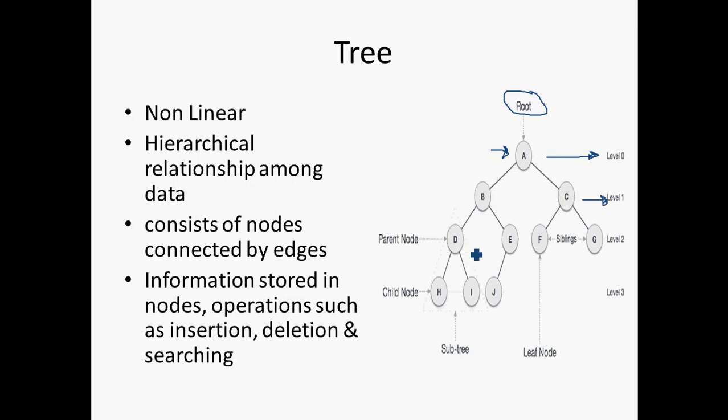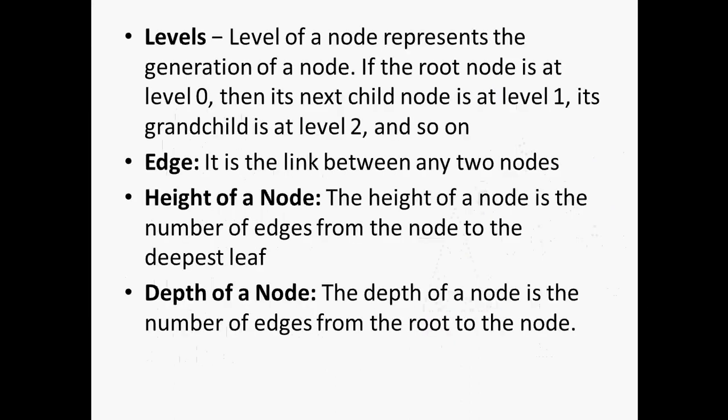Children of B and C, that is D, E, F, G, are at level 2, and the next level is level 3 where H, I and J reside. Edge is a link between any two nodes. So for interconnecting two nodes we have a line that is called an edge.